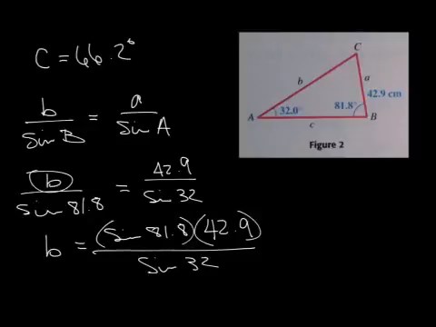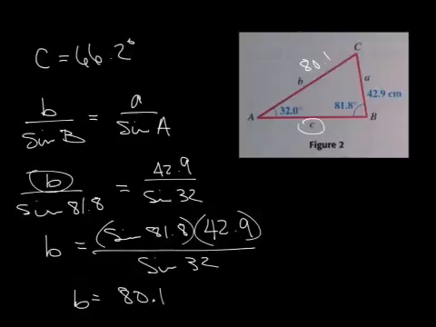Alright, so now I can find b. I just get my calculator, find sine of 81.8, multiply that by 42.9, divide that by the sine of 32, and I get b equals 80.1. You're far enough along that I don't have to go through exactly how to solve that and all the details. So that gives me the length of b, 80.1. And then I do the same thing in order to find my c.